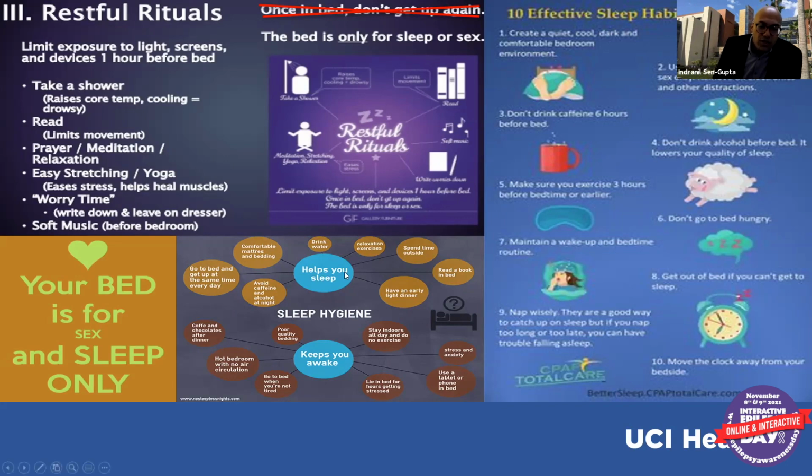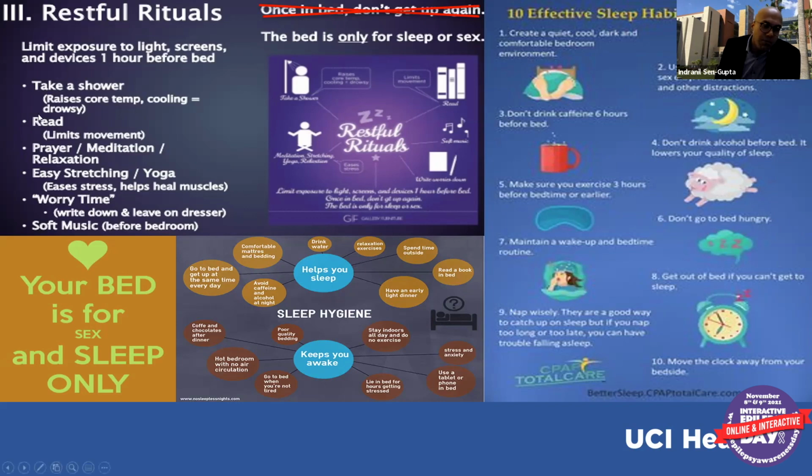A few other things too. So other things that can help fall asleep. So, shower. If you take a nice warm shower, you'll raise your core temperature. And then afterwards, when you get out, you feel drowsier. If you read something, you don't want to read something that's crazy activating. You want to read something that's soothing. That will help. Prayer, meditation, relaxation, gentle stretching.